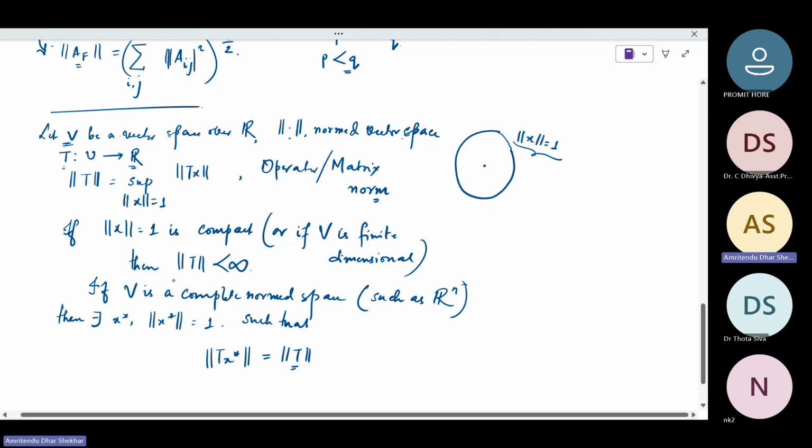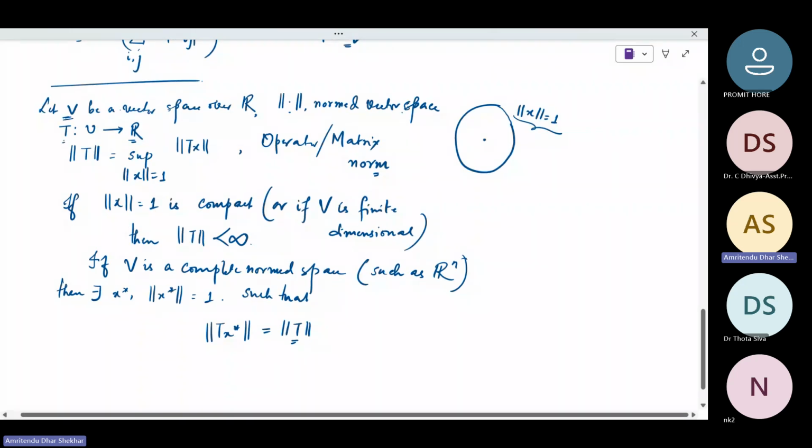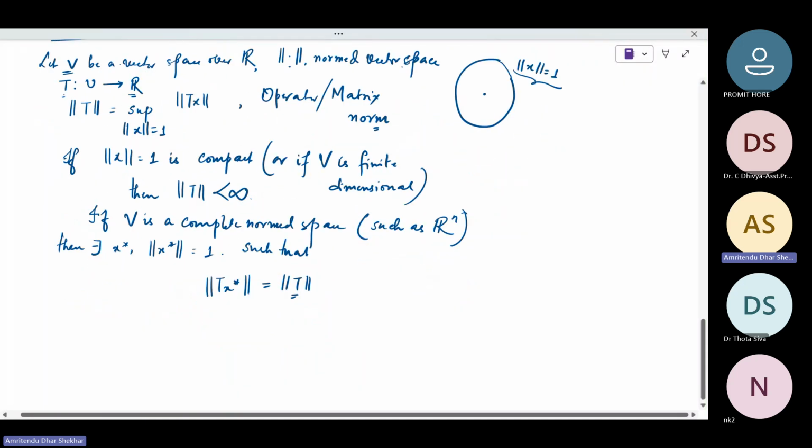So in which case, instead of writing the supremum, you can just write max. We're going to just write max everywhere because we're dealing with finite dimensional vector spaces over here. Now, what about the one norm, two norm? Well, it just depends upon the choice of the norm on your vector space.